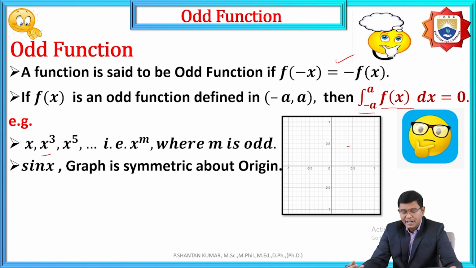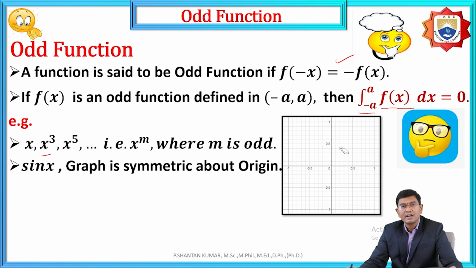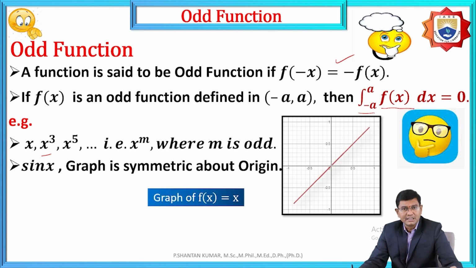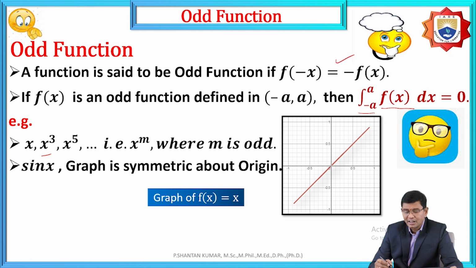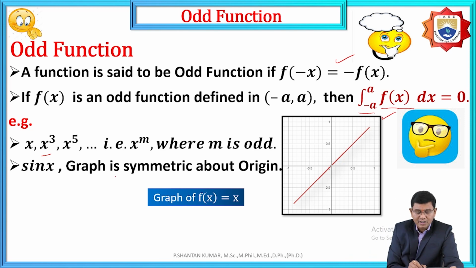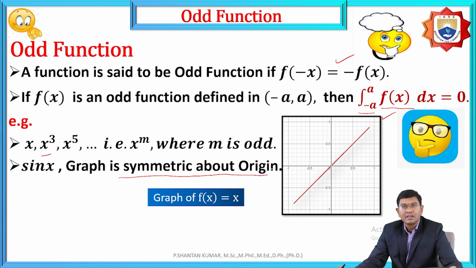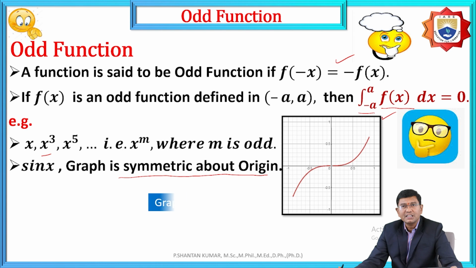For example, this is the graph of this function, on the x comma y plane. If you observe here, it is y is equal to x, that means f of x is equal to x. And here clearly the line is passing through the origin. That means, according to the statement, the graph of an odd function passes through the origin.